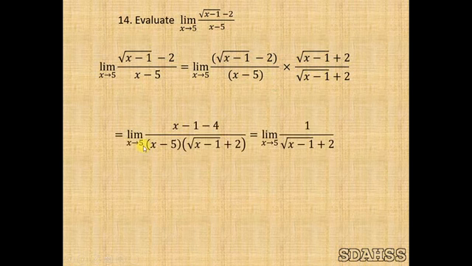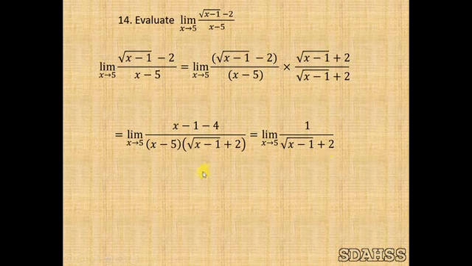This is equal to limit x tends to 5. Now this is of the form a minus b into a plus b, which is a square minus b square. So this can be written as x minus 1 minus 4 divided by x minus 5, keep the denominator as it is, into root of x minus 1 plus 2. Now x minus 5 cancel. So remaining you have limit x tends to 5, 1 divided by root of x minus 1 plus 2.